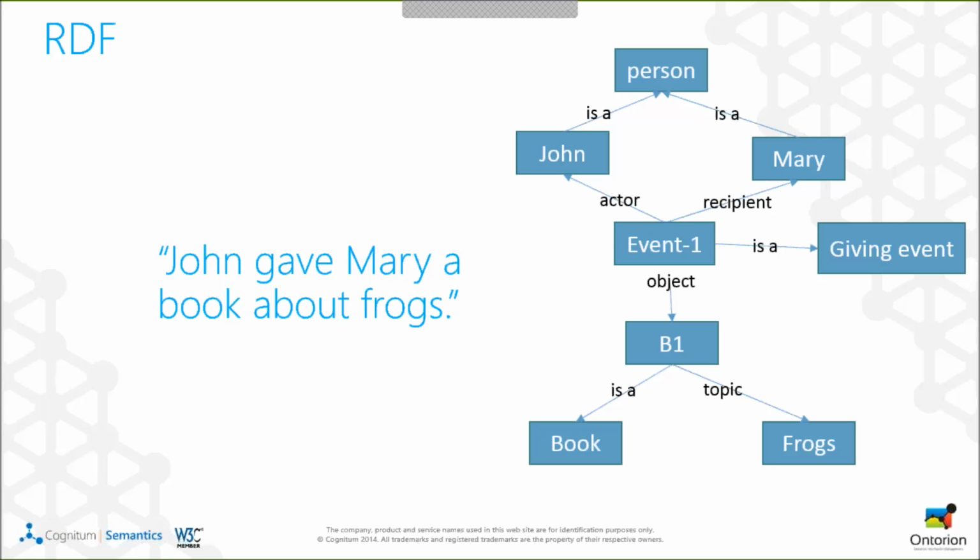You can think that we have defined other sentences about John and Mary, for example. So John is a person and Mary is a person. Then you have this event that is some giving event, this gave. This event has an actor and a recipient. And the event has an object that is a book, and the topic is frog. As you see here, everything is binary, but the thing we are expressing is not binary. So this gives you an idea of how in general you can use a graph to express knowledge.